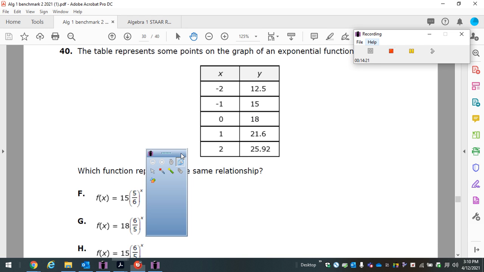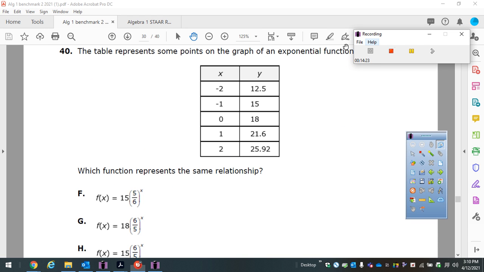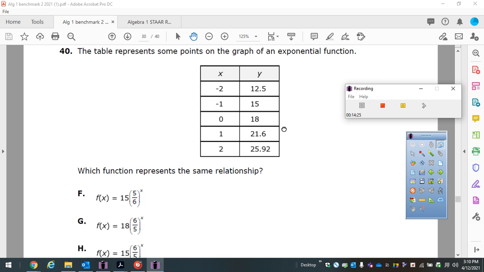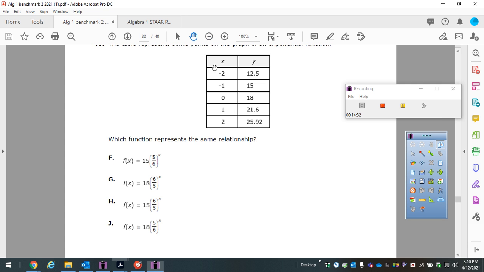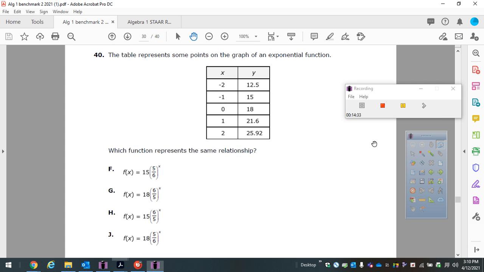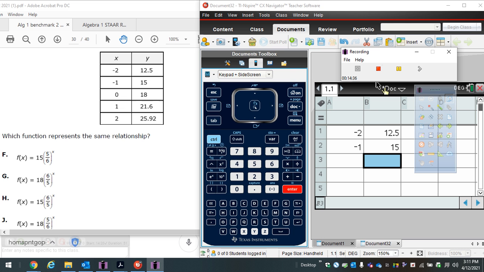The table represents some points on the graph of the exponential function. Which function represents the same relation? Oh, hey, Carly. Oh, my goodness. How are you going to do this one? So we're going to put them in that spreadsheets, guys. That's how we're going to approach this one.